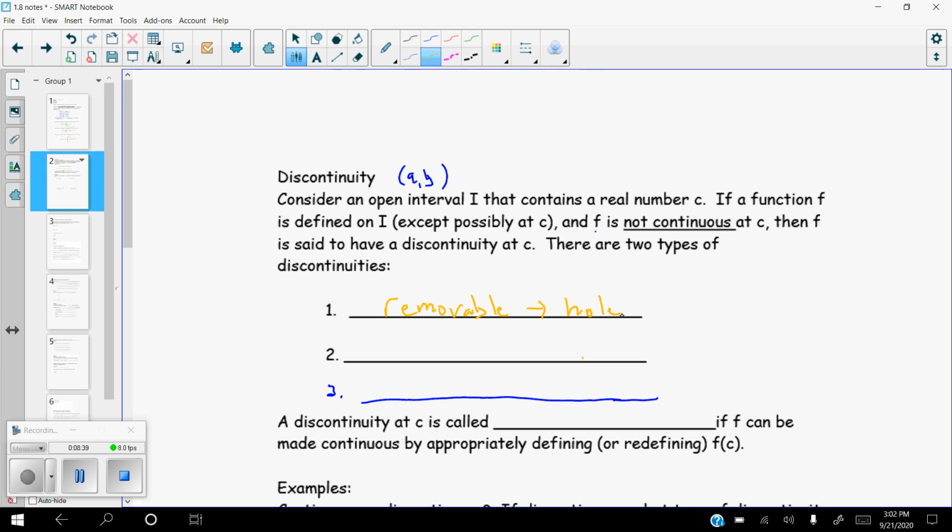And the second two are what are called a jump discontinuity. Oops, learn how to spell. Discontinuity. And then the other one is an infinite discontinuity. Infinite discontinuity.